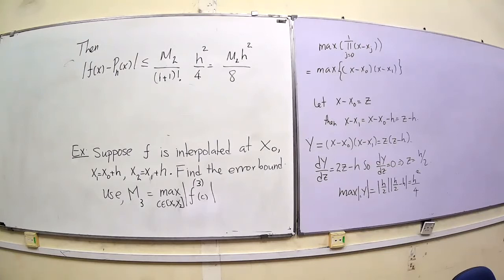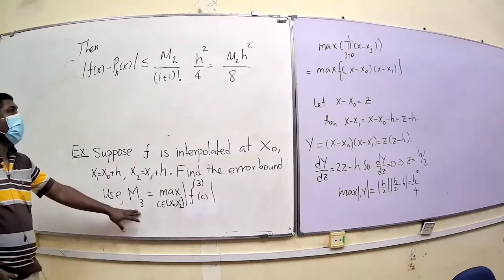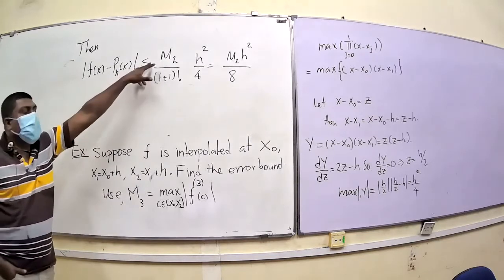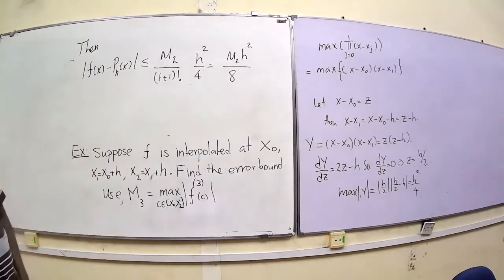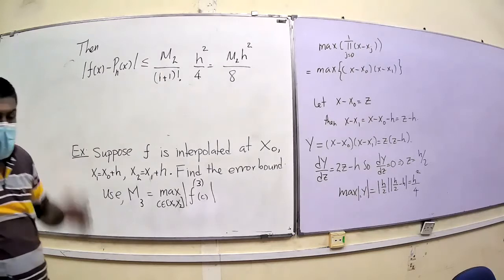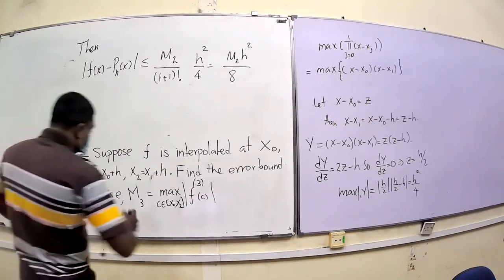So now you have equally spaced points, so you can use M3 in place of M2. You will have M3. And n is equal to 2, that clearly you know.